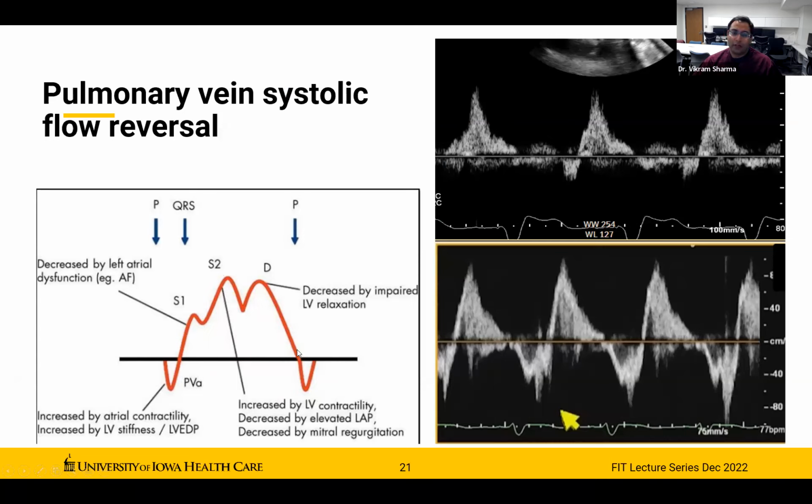And then we have the diastolic flow. In this case of severe MR, what we see is a reversal of flow in this S2 phase. It may be blunted in moderate, and as it gets to severe, it may be blunted or reversed.